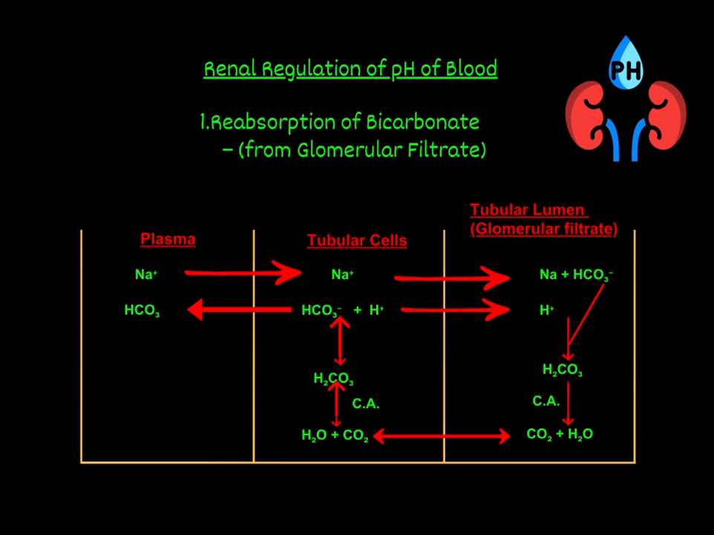The bicarbonate is reabsorbed into the blood, while the hydrogen ion is secreted back into the tubule to repeat the cycle. This process preserves bicarbonate, maintaining blood's buffering capacity. In metabolic acidosis, when pH drops below 7.35, reabsorption ramps up to restore bicarbonate levels, typically around 24 milliequivalents per liter.